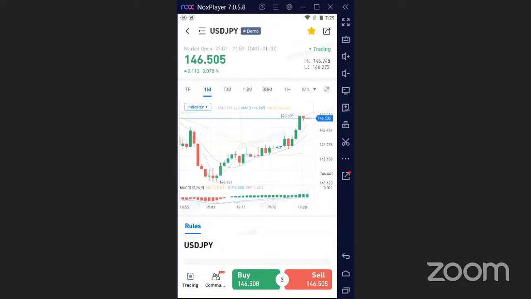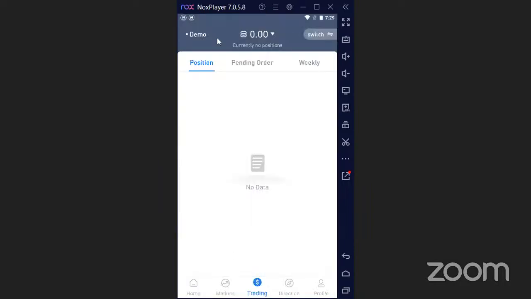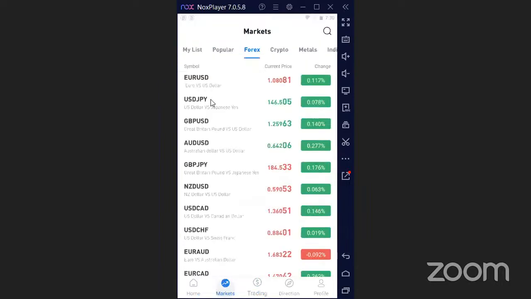Then we have a profit and a loss. What I mean by a profit and a loss is, now I have USDJPY here. Let's see if I'm using my demo. Okay, I have my demo here. Now let's go back to the market. We have USDJPY.